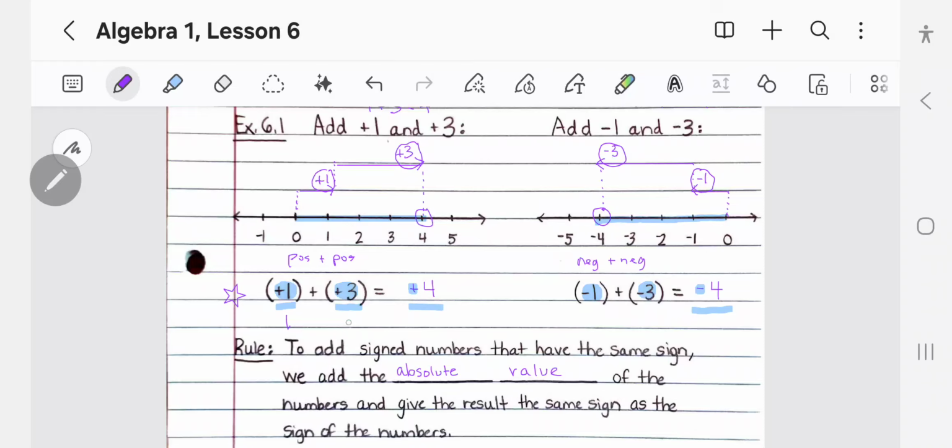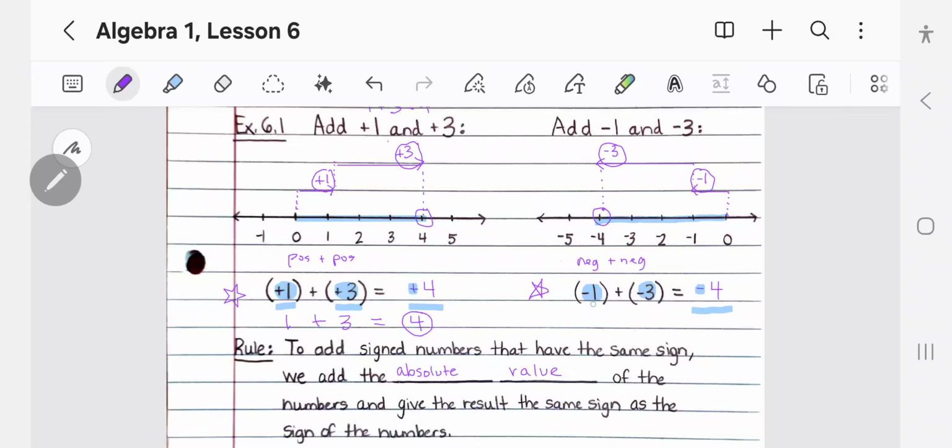+1, just a 1. What's the absolute value of +3? 3. What's the sum of their absolute values? 4. They both were positive, so we make it positive.